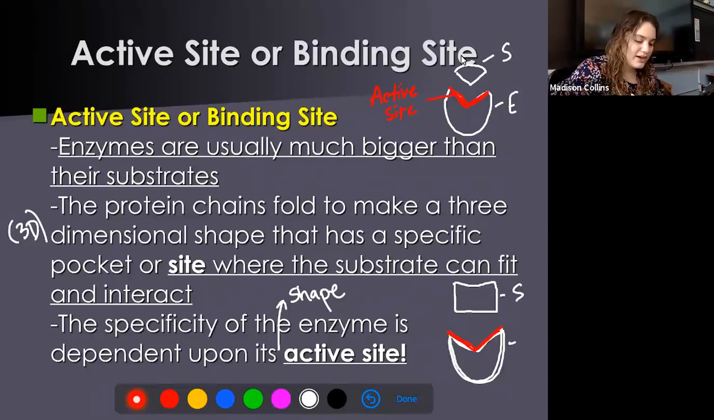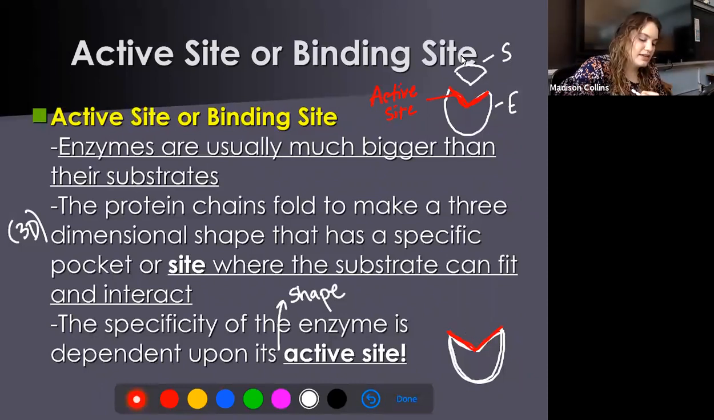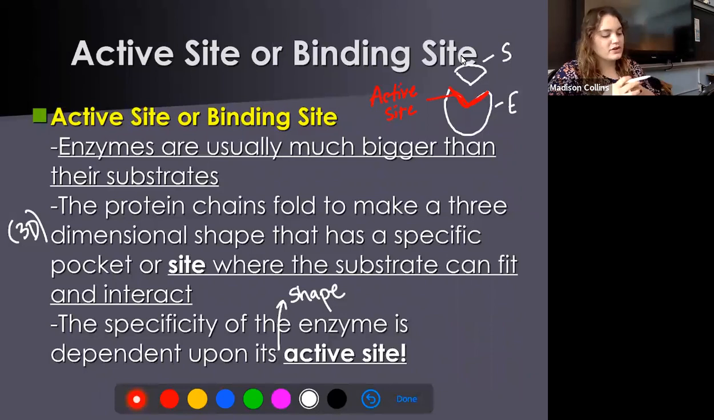Same thing if we had, let's go crazy, a circle. If we had a circular substrate try to come in, it's not going to fit because that active site does not align to the substrate. So the active site is going to influence what substrate is able to bind to the enzyme. All right, let's keep it rolling.